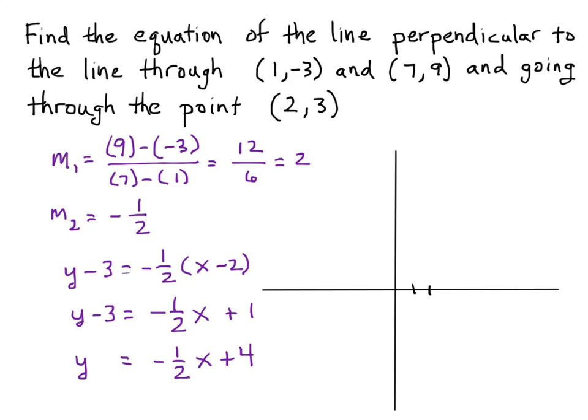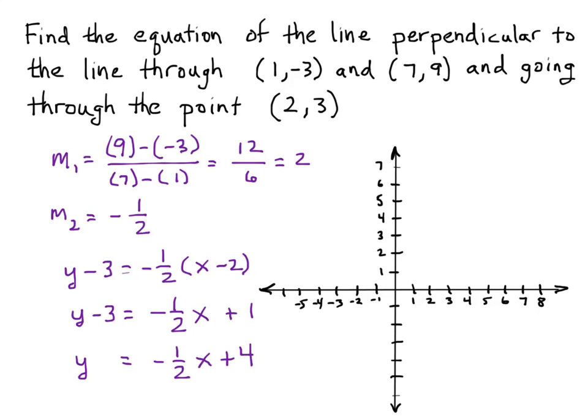Let's see what this looks like graphically. I'm going to take the 2 points that I originally had and just plot them. So up here is (7, 9), and down here is (1, -3). With 2 points to determine a line, I can just draw a line through them, and then I'm going to plot my other point here. That's the point that I want this line to go through.